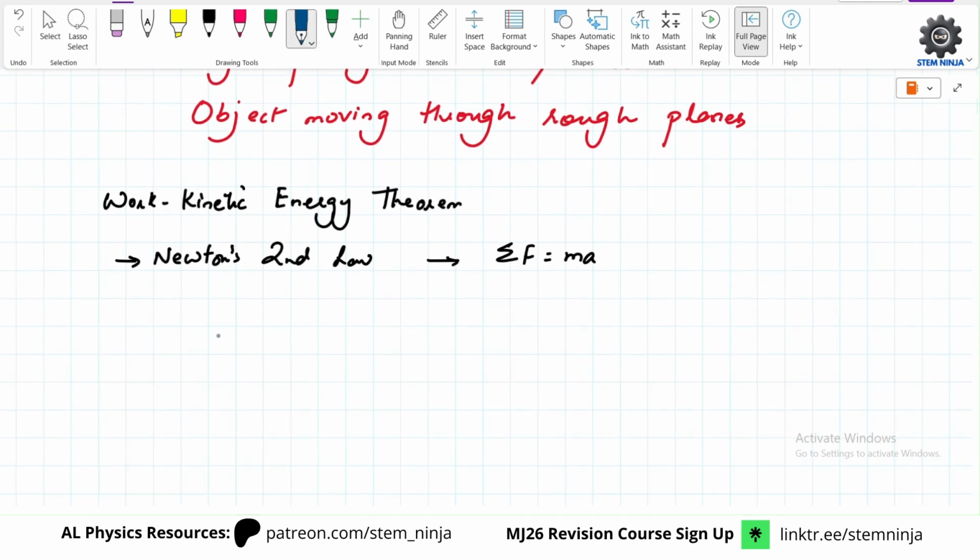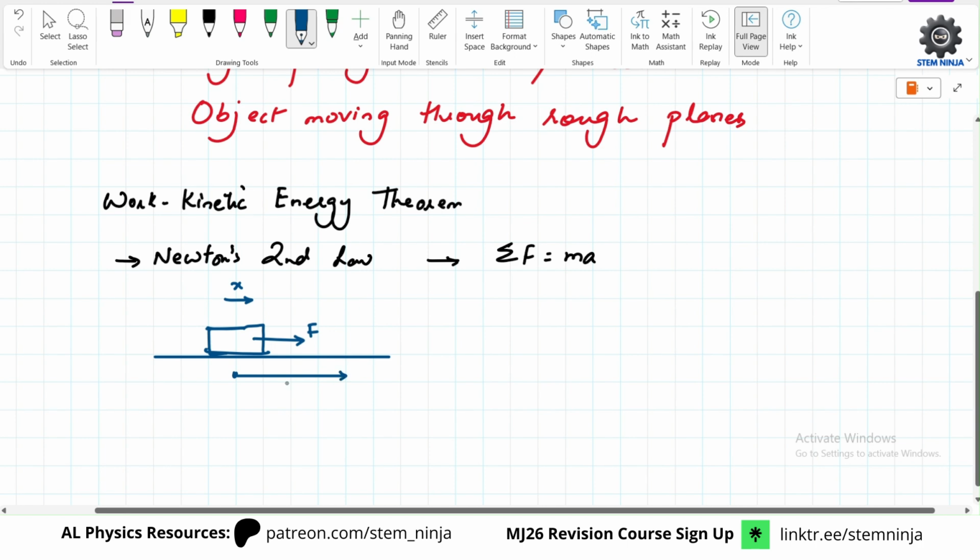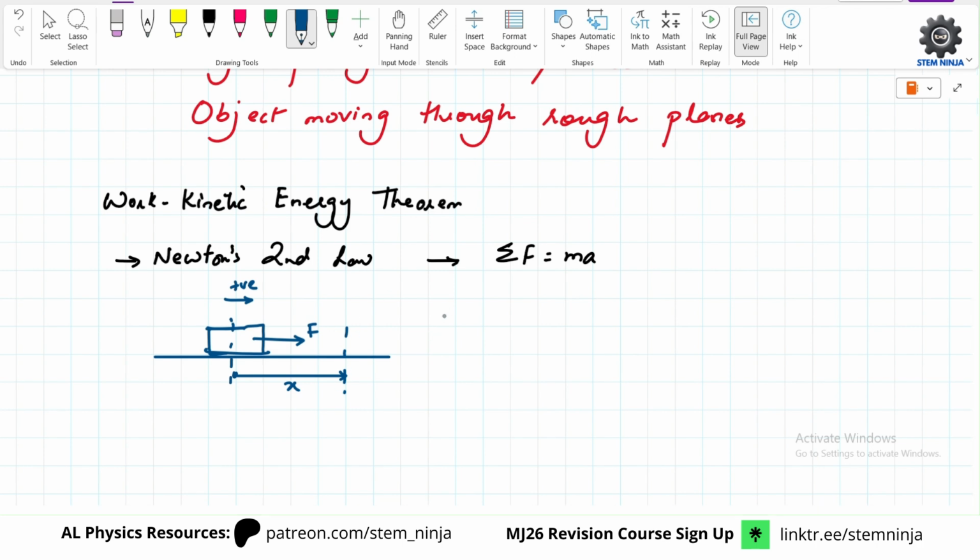So for example, we have a box, an object, any object that cannot roll, it can just slide, and let's say there is no friction. You are applying some force F, in the positive direction of x, and you have moved this object a displacement x. So how do we find out the work done?